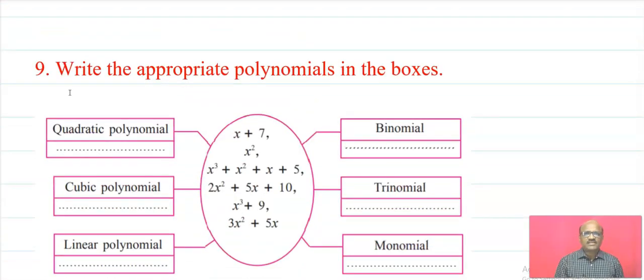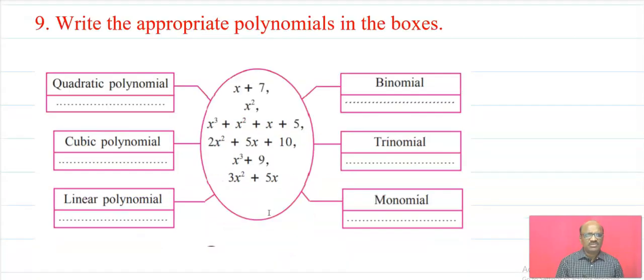Now next, write the appropriate polynomials in the boxes. That is the quadratic polynomials, cubical polynomials and the linear polynomials. Quadratic polynomial means the degree is 2. Cubical means the degree is 3. Linear means the degree is 1. Binomial contains 2 terms, trinomial contains 3 terms and monomial contains a single term. From this, x plus 7, x square, x cube plus x square plus x plus 5, and in this way, these are all the examples.